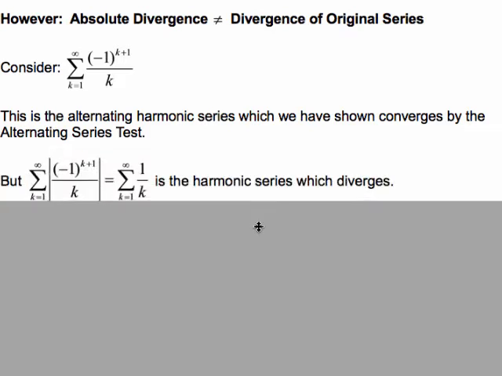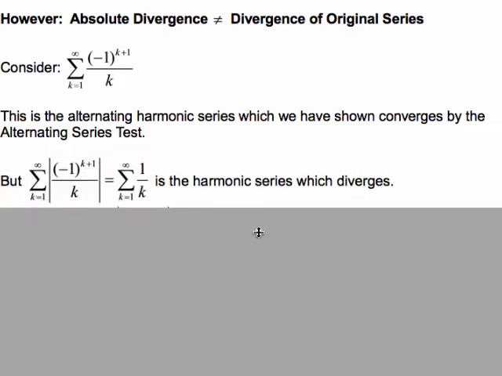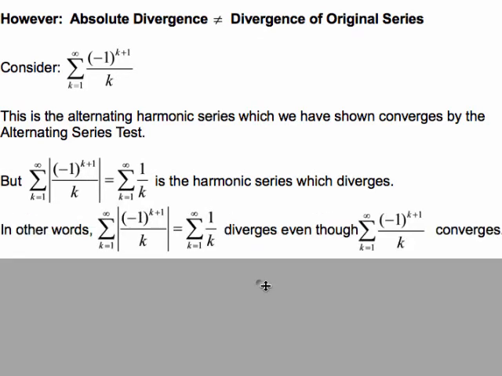However, if we take the absolute value of the terms, so I'm taking the absolute value of the kth term, which reduces to this because the negative 1 to the exponent is the positive and negative part. The series of the absolute value of the terms is the harmonic series, which we know diverges. So the absolute value of the series diverges, but the original series converged.